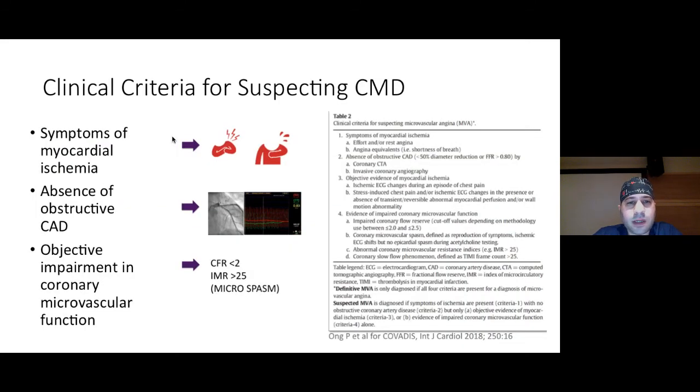So what's the clinical criteria for suspecting CMD? It's symptoms of myocardial ischemia, either chest pain on exertion or shortness of breath, and absence of obstructive coronary artery disease, meaning that the coronary artery has less than 50% stenosis, or an iFR or an FFR that is negative. And then you have to prove objective impairments in coronary microvascular function, meaning a CFR less than 2 or an IMR greater than 25.